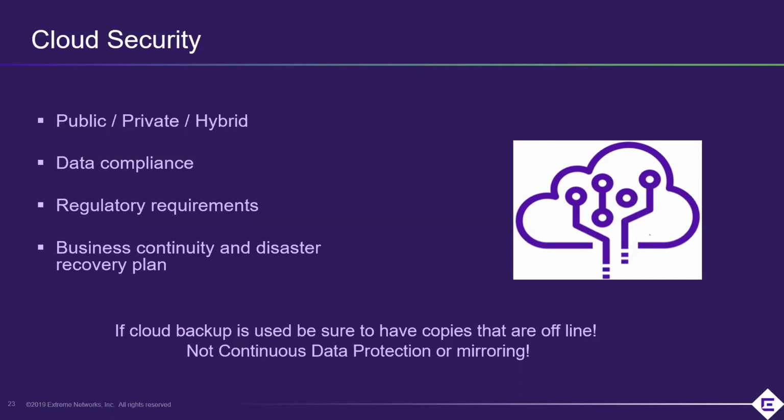Business continuity and disaster recovery is a very common use of cloud, but I want to emphasize again, if your cloud backup is being used, make sure you have copies that are offline. Online storage is just as vulnerable to ransomware as the systems themselves. So make sure, even if you're using cloud, it does not make you safe. You really do have to do the offline backups, so make sure that you're doing that.